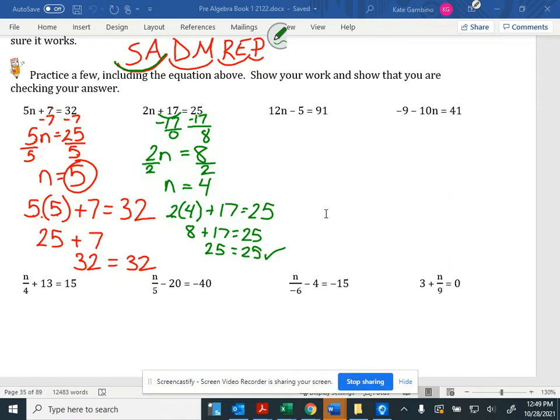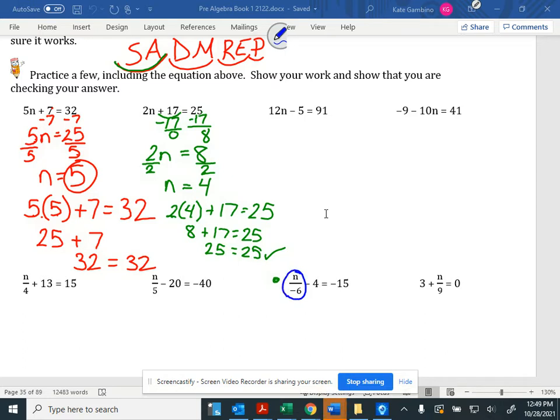Look at the 8. So let's look at this one right here. n over negative 6 minus 4 equals negative 15. So let's look at our steps. First, we need to understand what components we have in our equation. Is this the part that's giving you a hard time, Leo?